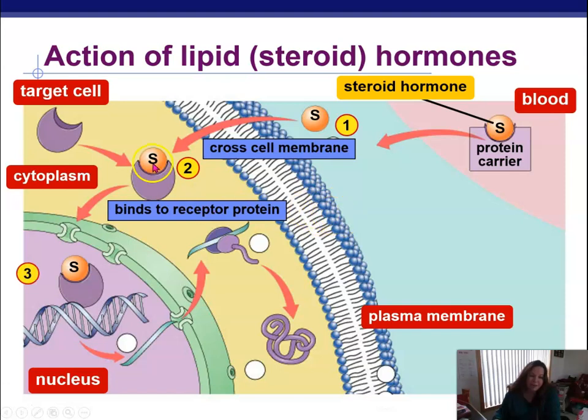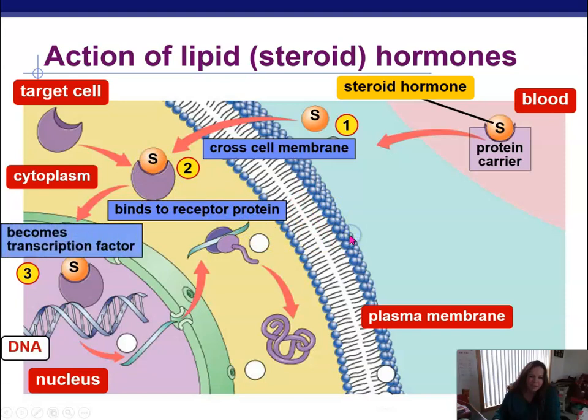Step three, that activated complex right there becomes a transcription factor. So now it crosses into the nucleus where we know DNA resides. That transcription factor, remember transcription is when DNA gets transcribed into mRNA. So it just reads a gene. It opens up and unzips DNA on a certain spot, reads just that gene, and makes a transcription of it, which is then called mRNA.